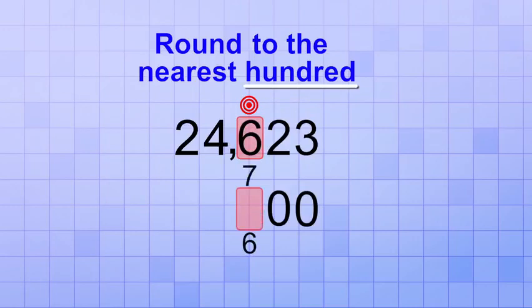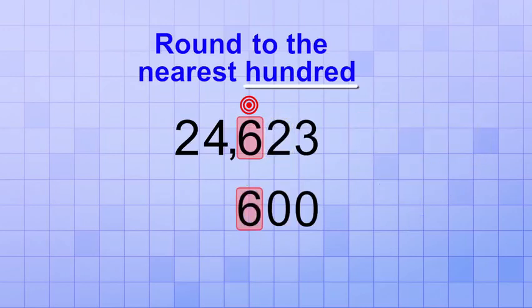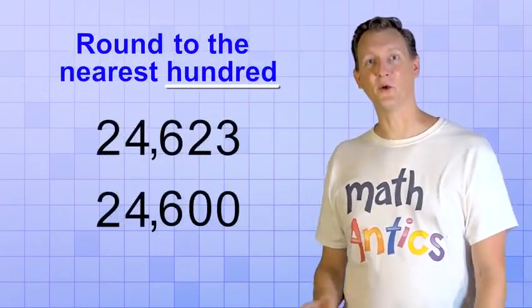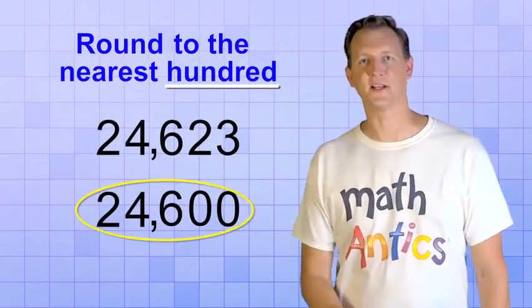To decide, we look at the value of the next digit to the right. Since that digit is only a 2, which is less than 5, we round down, which means that we'll keep the target digit the same in the rounded number. Last, we just keep all the digits in bigger number places the same in the rounded version. There, we've rounded the original number to the nearest hundred, and the answer is 24,600.